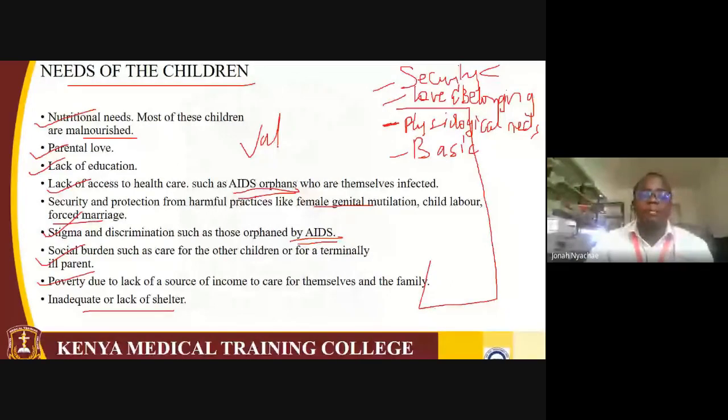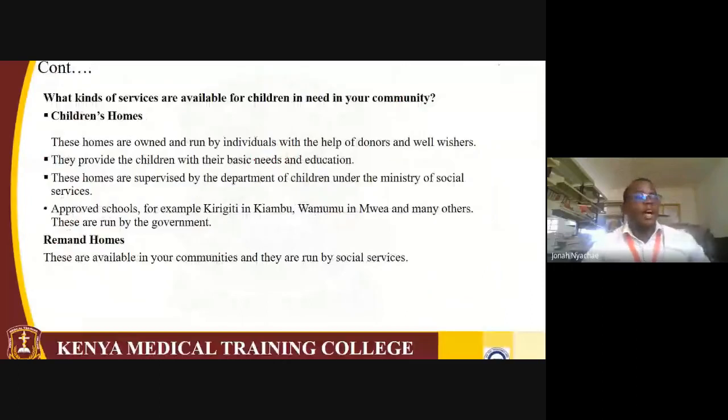They are vulnerable such that if we don't take care of them, then they may not be able to survive to be good citizens. Some of them you may find now they may deviate, they may go and join crimes and also practice some of the activities that may lead them into problems. So what kind of services are available for children in your community?